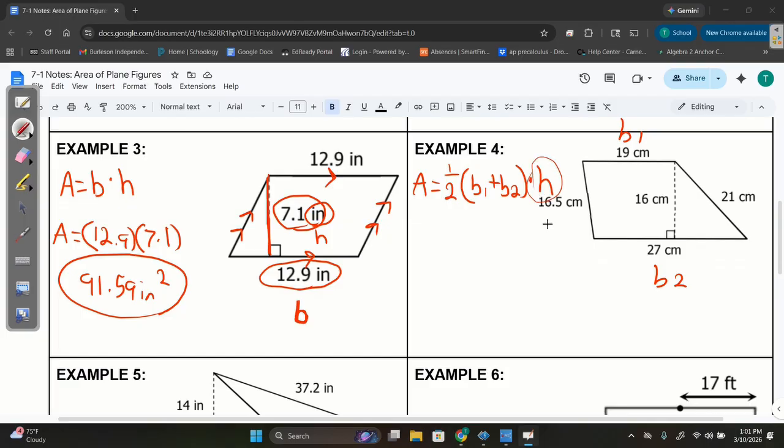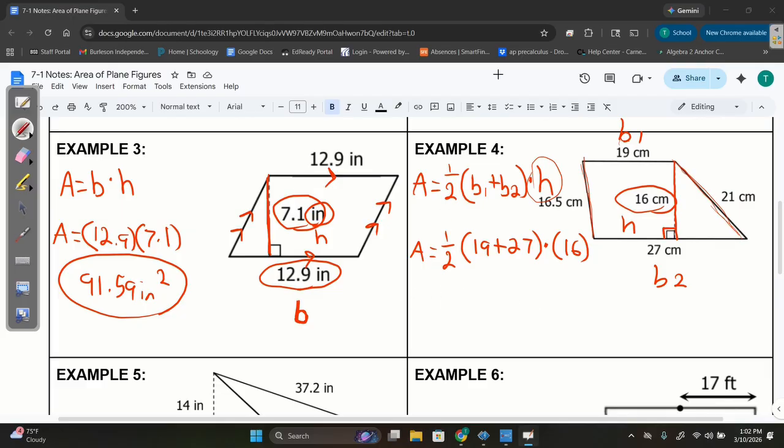For the height, it's not going to be 16.5 or 21 because those are the diagonals. Just like the last few shapes, the height is the part that drops straight down and forms a 90-degree angle with the base. This is going to be my height. Now that we've got everything identified, we can plug it into the formula. The area is 1/2 times base 1 is 19, plus base 2 is 27, times the height is 16.